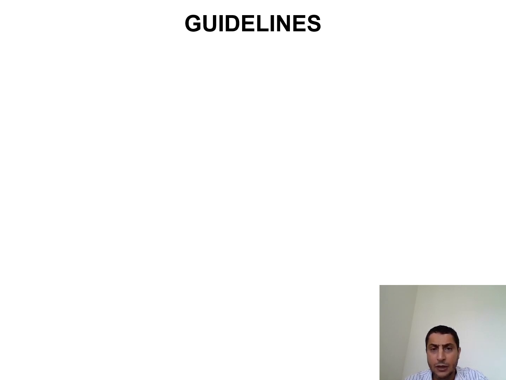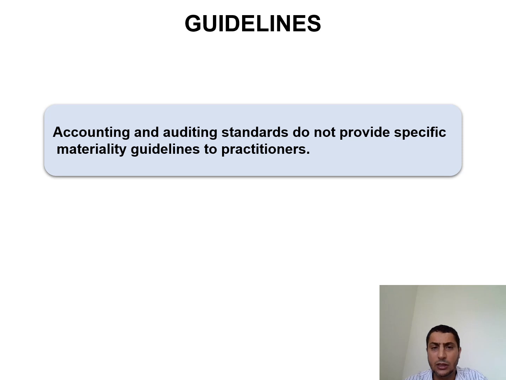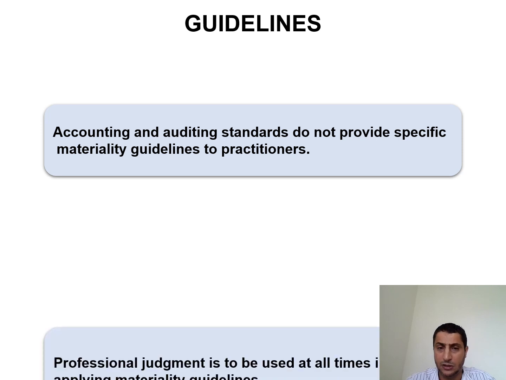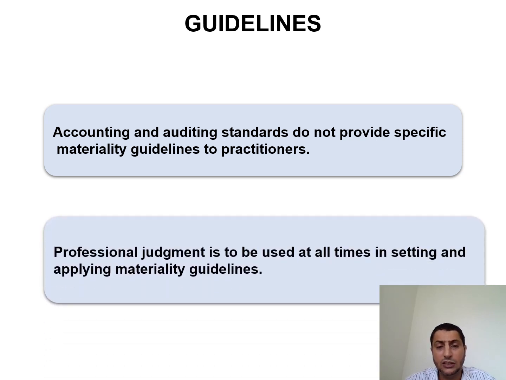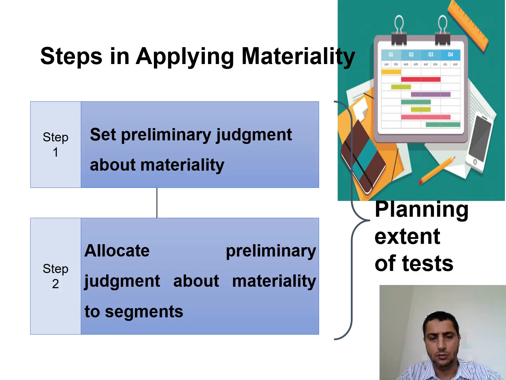The guideline: accounting and auditing standards do not provide any specific materiality guidelines to practitioners. This means the auditor cannot rely on the accounting and auditing standards and regulations about setting the materiality or the preliminary judgment. Professional judgment is to be used at all times in setting and applying materiality guidelines.